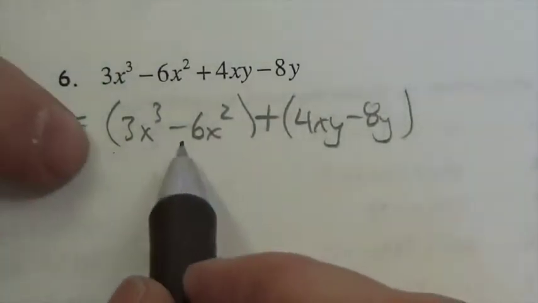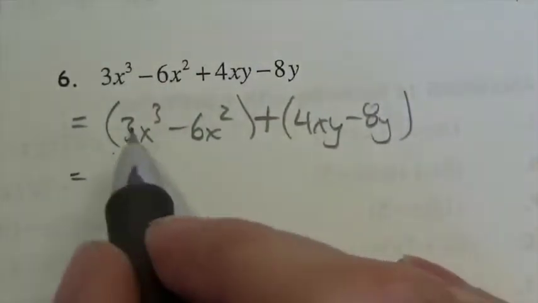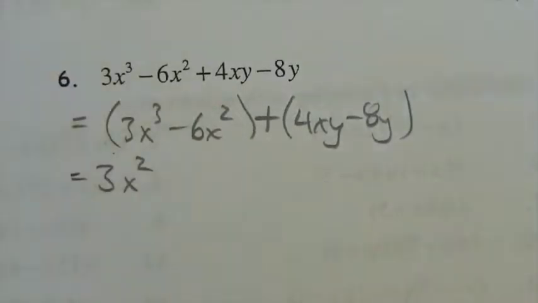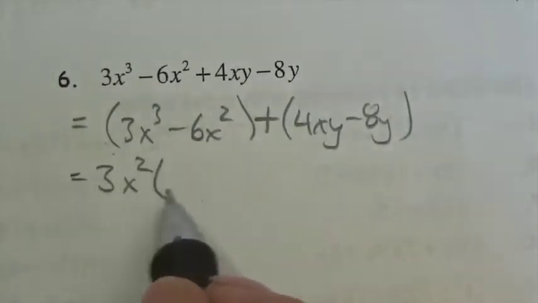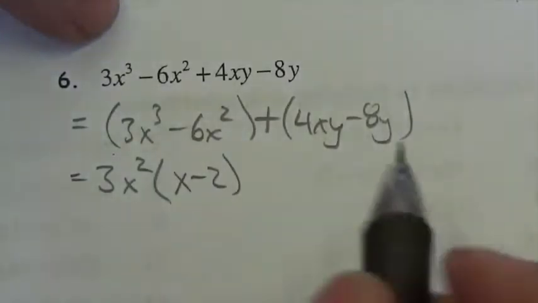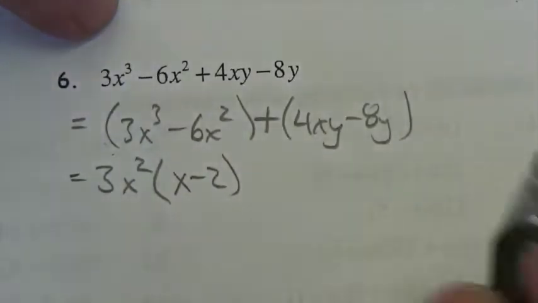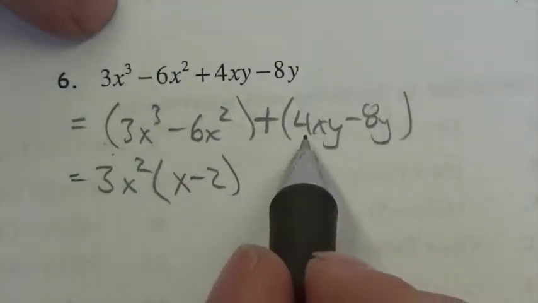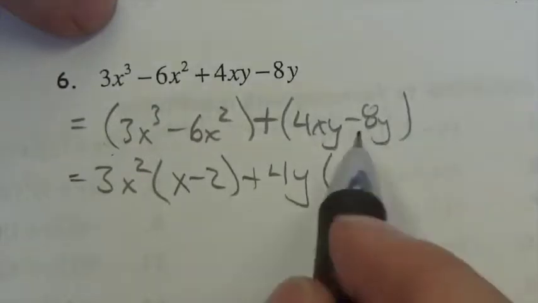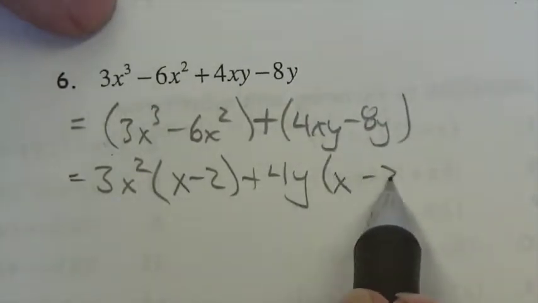Okay, now, what's common to those first two terms? Well, in terms of the coefficient, there's a common 3. And then between the x cubed and the x squared, there's a common x squared, which leaves us with x minus 2 left over. With these last ones here, there's a common factor of 4, positive 4, and a y. And that leaves me with an x minus 2.